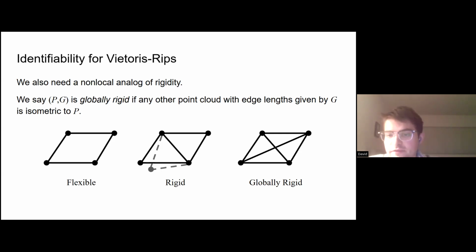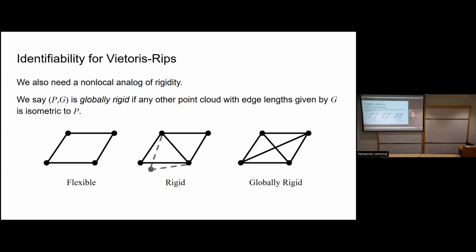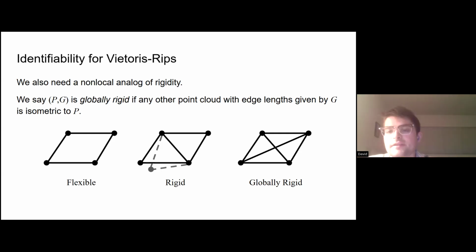And this graph on the right is globally rigid. This is so not even if I'm allowed to teleport these points, the only way I can do so while maintaining the edge lengths of the graph is by isometry. So a translation, rotation, and a reflection. Now, in this particular example, this graph is complete, and that's why it's globally rigid.